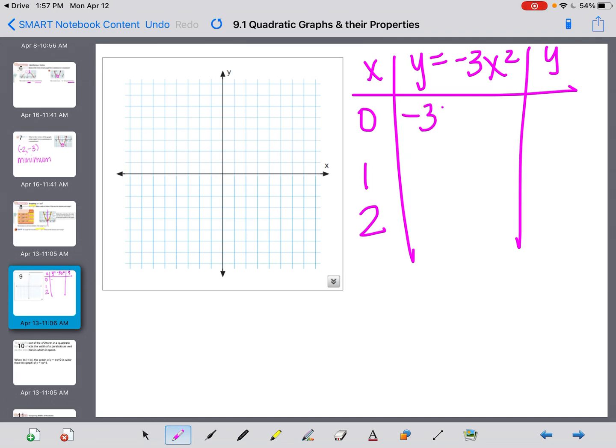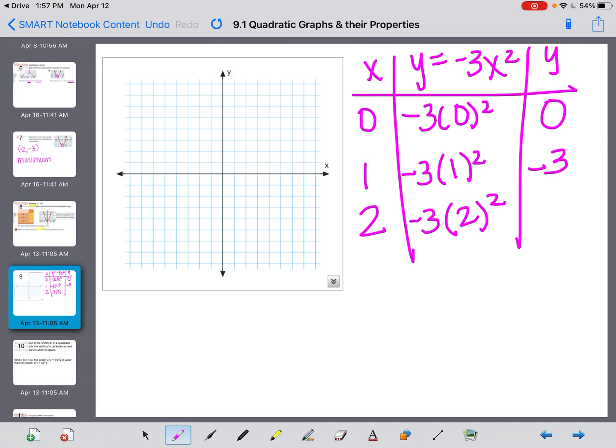Okay, when I plug in a 0, we have negative 3 times 0 to the second power, which also gives me a 0. Then I have negative 3 times 1 to the second power, which gives me a negative 3. And negative 3 times 2 to the second power gives me a negative 12. Okay, so on my graph, I'm going to put a point at 0, 0, over 1, down 3, and over 2, down 12.